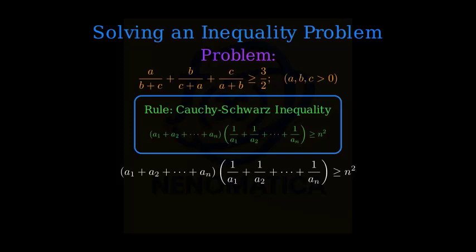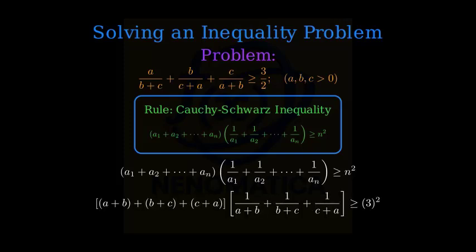Let's start applying this inequality to our problem. First, we notice that we can rewrite the terms in our inequality using the same variables. So we look at the expressions a plus b, b plus c, and c plus a. We can see that these three sums form a pattern that matches the structure of the Cauchy-Schwarz inequality, where we have the sum on the left and the sum of their reciprocals on the right.